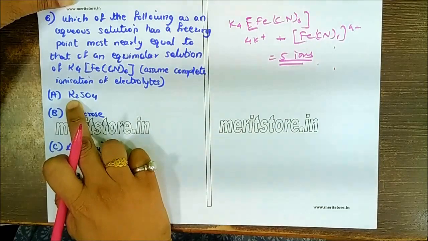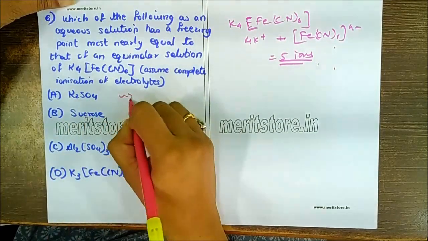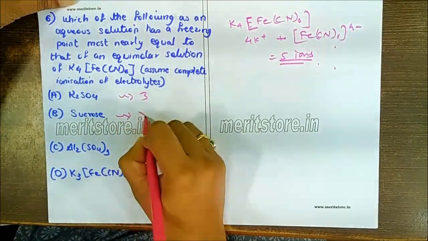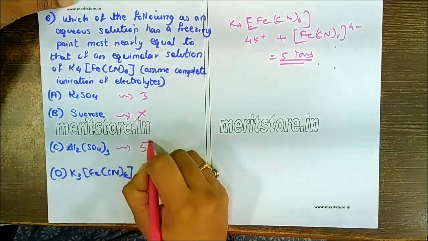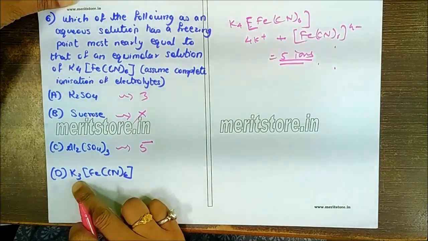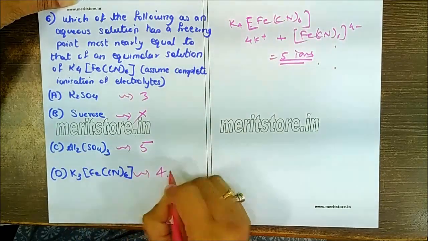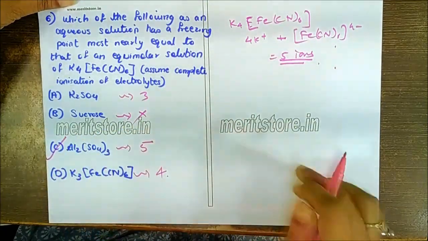Here, K2SO4 gives 2 K+ and SO4, so that comes to be 3. Sucrose will not dissociate at all. This one has 2 aluminium and 3 sulfate, that will make 5. And this one is 3 potassium and 1, so that will make 4. So we want 5 ions, so the option is C.